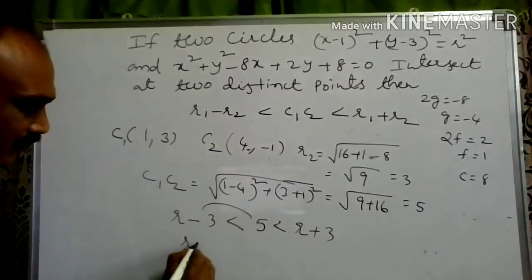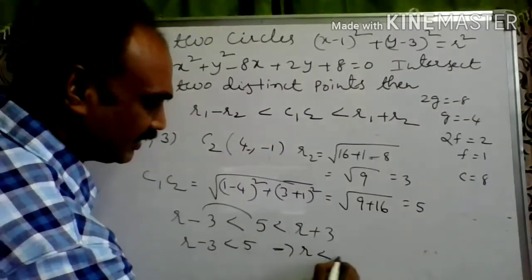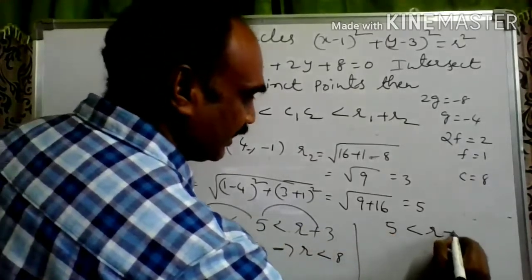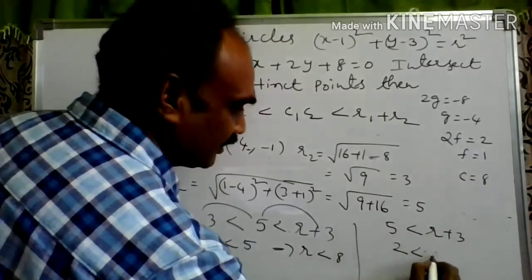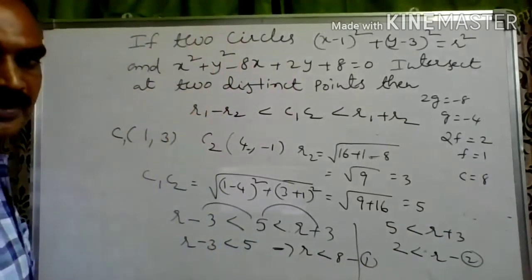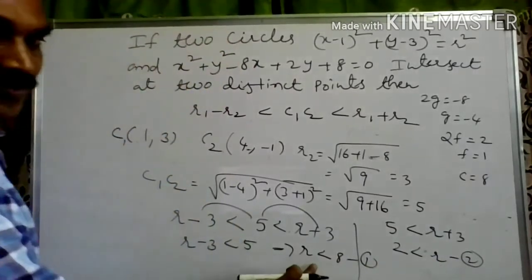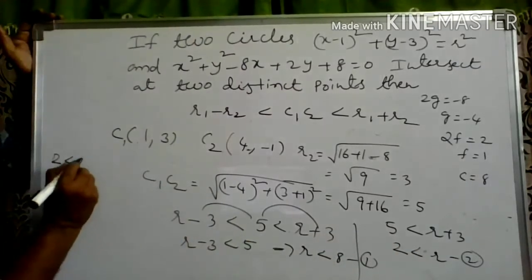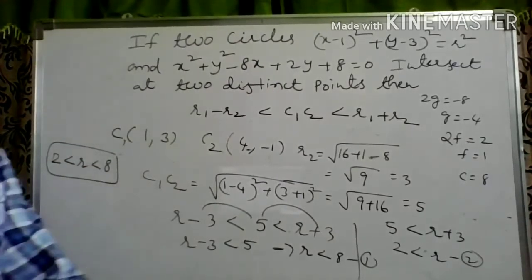Students, take this value, r minus 3 less than 5 implies r less than 8. This is equation number 1. Next take this value, 5 less than r plus 3. Taking the left hand side, 5 minus 3, 2 less than r. This is equation number 2. From 1 and 2, 2 less than r less than 8. So the final answer is 2 less than r less than 8.